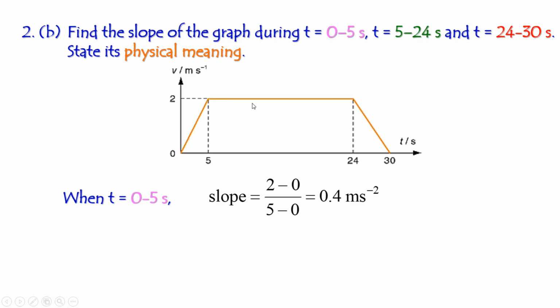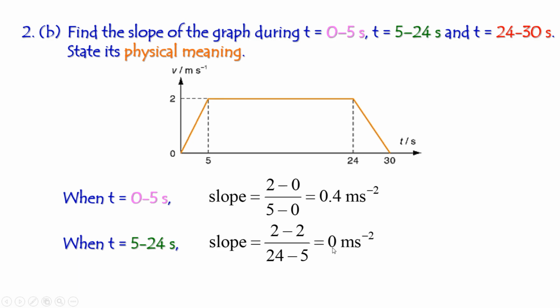And for the second part of the motion, 5 to 24 seconds, the speed, this part, the value is equal to 2, and this one is 2. So it is 2 minus 2, and the horizontal length is 24 minus 5. Everybody should know that 2 minus 2 is 0, and 0 divided by anything is equal to 0 again. Is it okay? For the last part of the graph, I think you can find out the slope by yourself.